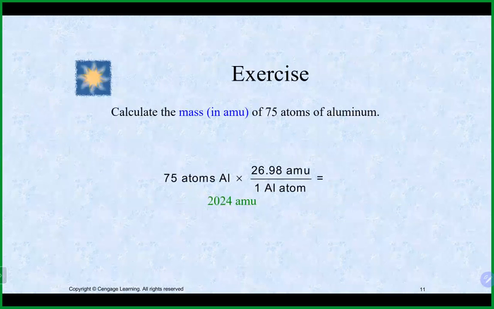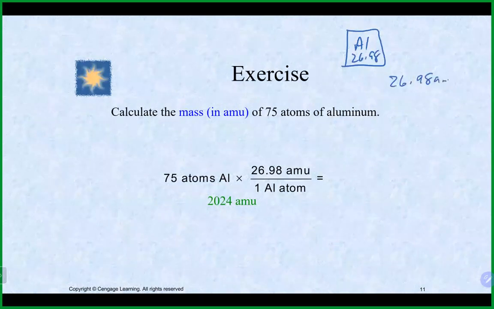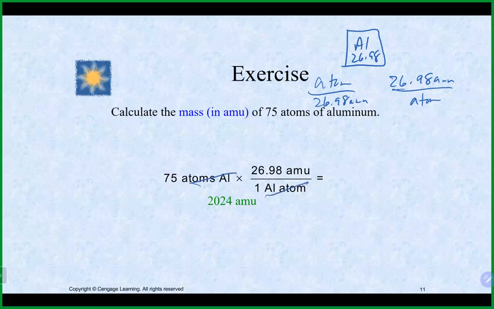Another one here, if we look at aluminum, and if we look underneath aluminum on the periodic table, it will say 26.98. So once again, we could say 26.98 AMU in an atom, or an atom is 26.98 AMU. Using that as a conversion factor here, the atoms of aluminum will cancel. Multiplying our 75 times our 26.98 ends up with 2024 AMU.